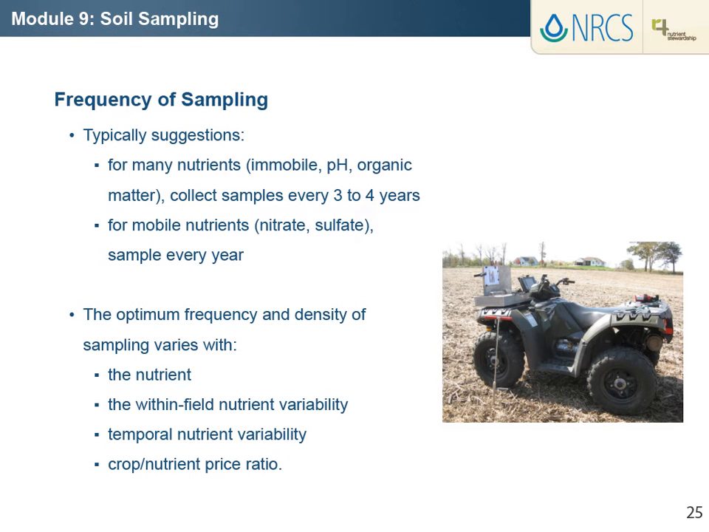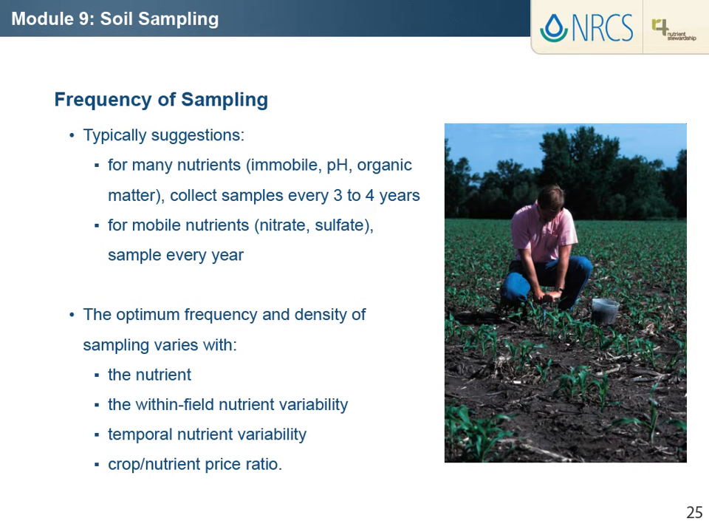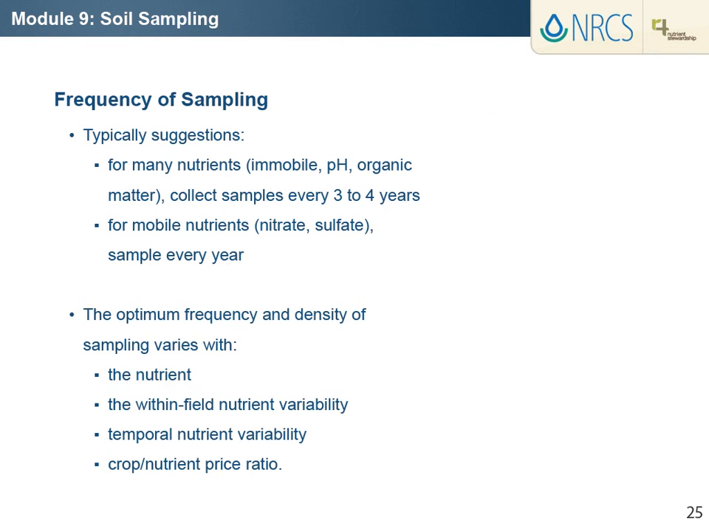Typically, suggestions for sampling frequency are to collect samples every 3 to 4 years for most nutrients except the most mobile ones. More frequent sampling, for example every 2 years or annually, is recommended in fields where rapid changes in soil test levels are expected, such as in sandy soils or for high-value crops. Sampling for mobile nutrients like nitrate usually needs to be done yearly.